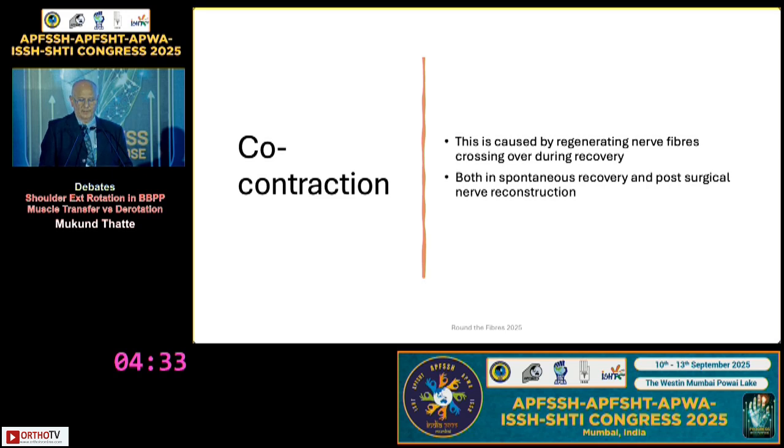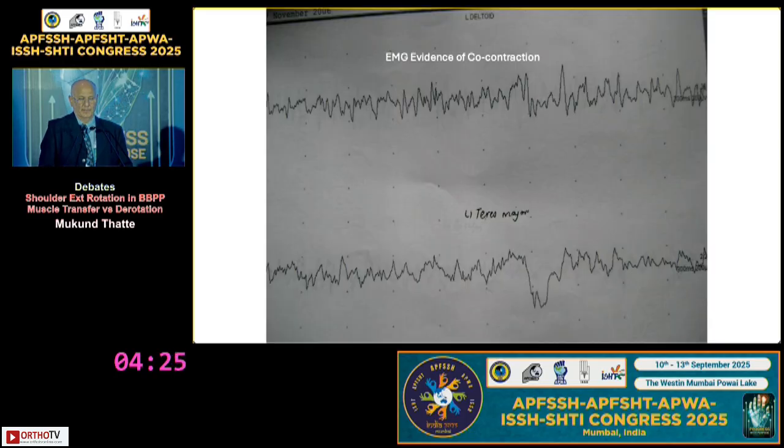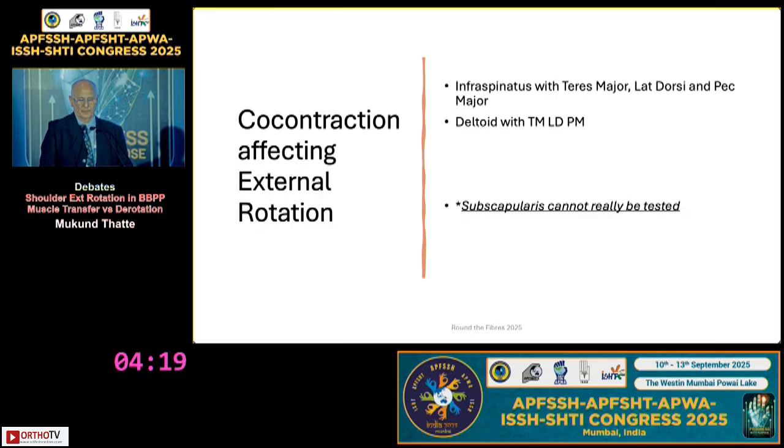So co-contraction is caused by regenerating nerve fibers crossing over during recovery, both in spontaneous and surgical reconstruction. And in our unit, we do EMG documentation of this, and this is one such example. So external rotation is affected by infraspinatus co-contracting with teres major, lat dorsi, and pec major. Subscapularis cannot really be tested.